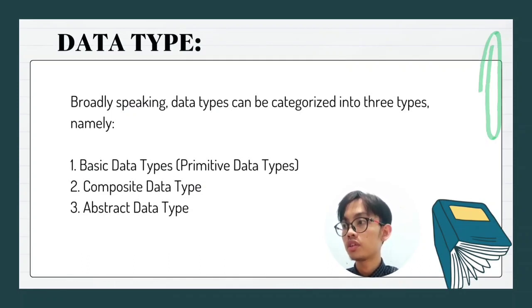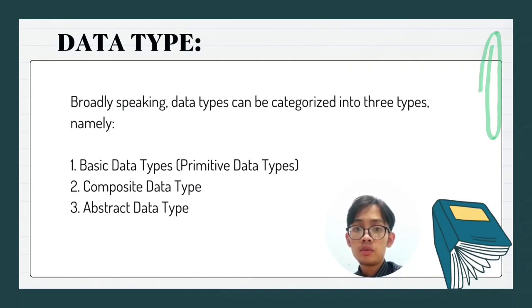The purpose of creating the composite data type is, one, it simplifies the programming process. Second, it makes it easier to add variables, and the third, it makes it easier to group data so that it is more organized.